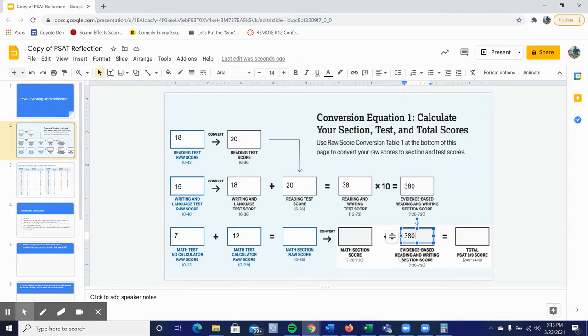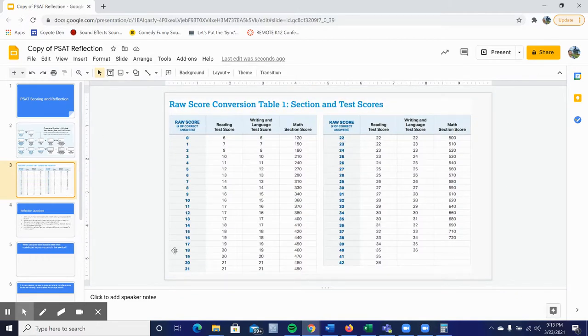Now we are going to add up our math scores that we have. So we scored a 7 and a 12, which translates to an overall number correct of 19. Again, using our chart on slide number 3, we're going to locate 19 correct answers, and then we are going to locate the number that is on that row for math all the way over in our last column. For this particular one, for 19 correct, the score would be 470 points.